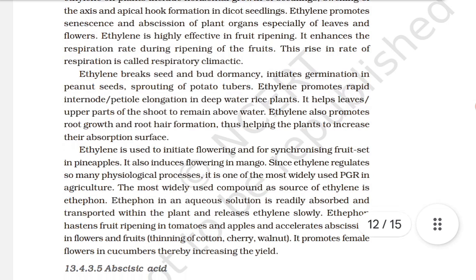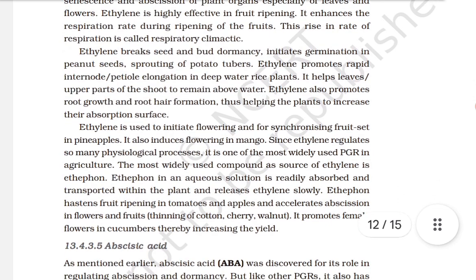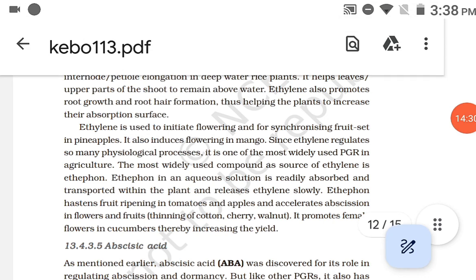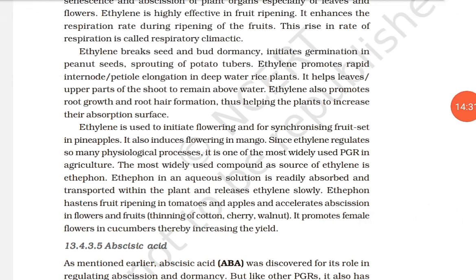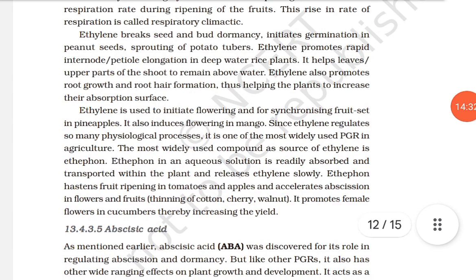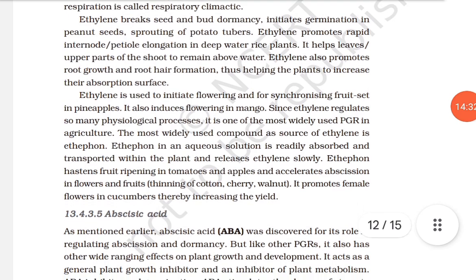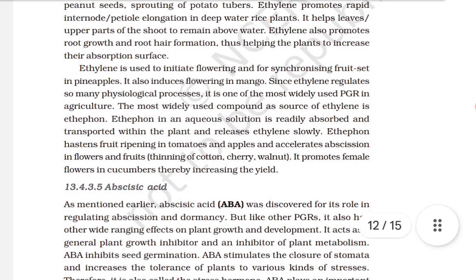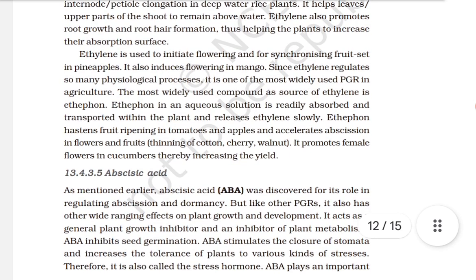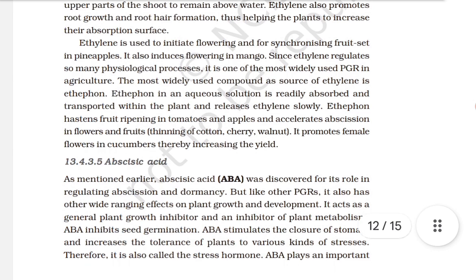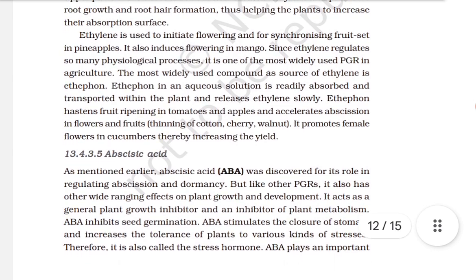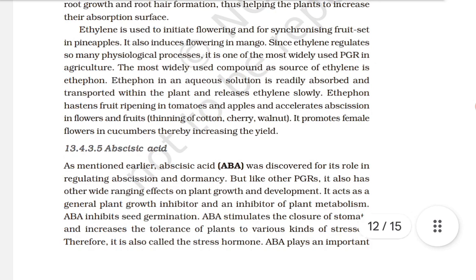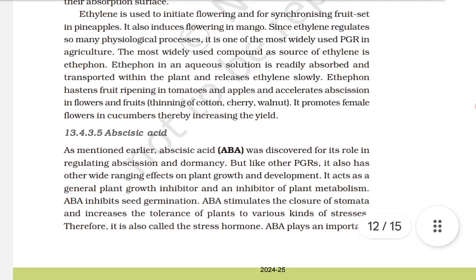The next is ethylene promotes rapid internode and petiole elongation in deep water rice plants. It helps leaves and upper part of the shoot to remain above the water. Ethylene also promotes root growth and root hair formation, thus helping the plants to increase their absorption surface. Ethylene is used to initiate flowering and for synchronizing fruit set in pineapples. It also induces flowering in mango.